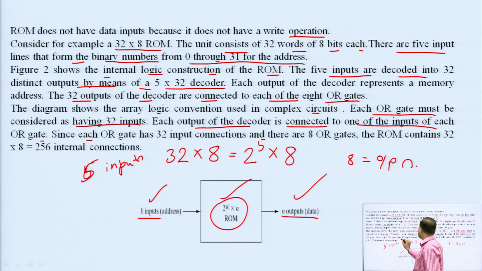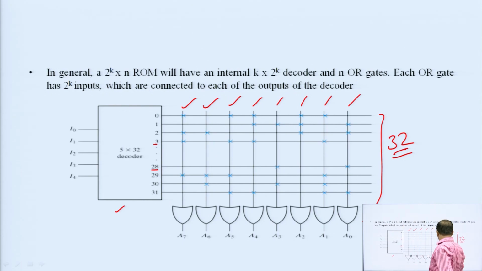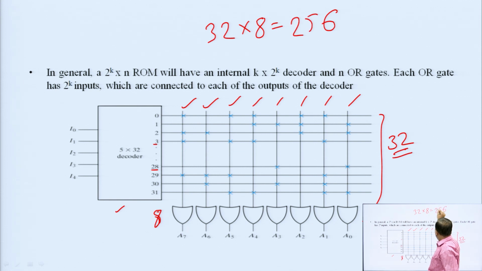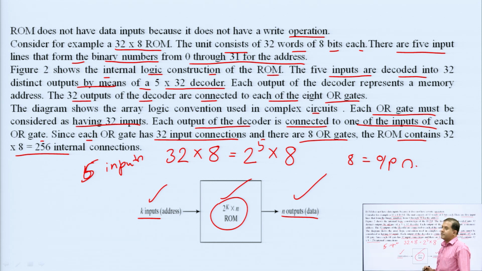Since each OR gate has 32 input connections and there are 8 OR gates, the ROM contains 32 cross 8, that is 256 internal connections. So there are a total of 32 output lines and 8 OR gates, 32 cross 8, a total of 256 internal connections.